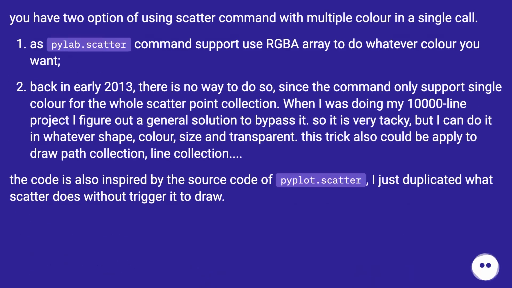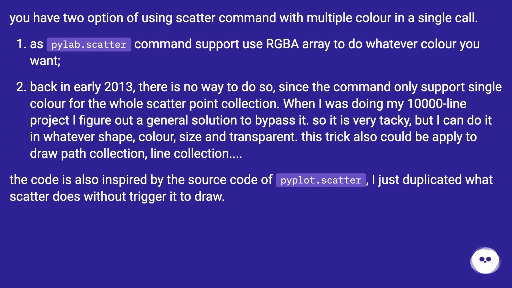You have 2 options of using the scatter command with multiple colors in a single call. As the pylab.scatter command supports using an RGBA array to do whatever color you want. Back in early 2013, there was no way to do so, since the command only supports a single color for the whole scatter point collection. When I was doing my 10,000 line project, I figured out a general solution to bypass it. So it is very hacky, but I can do it in whatever shape, color, size, and transparency.